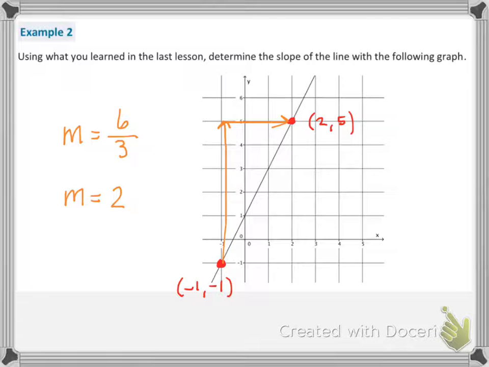And what does that mean? Well, it means up 2 and right 1. Up 2, right 1, back on the line. Up 2, right 1, back on the line. You can see that it doesn't matter what points we choose. That slope will always find us another point on the line.